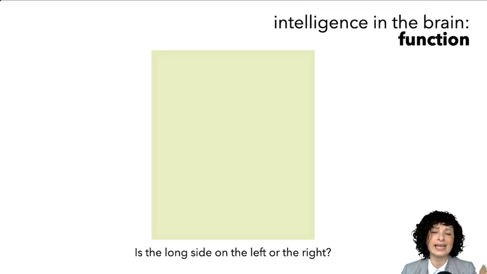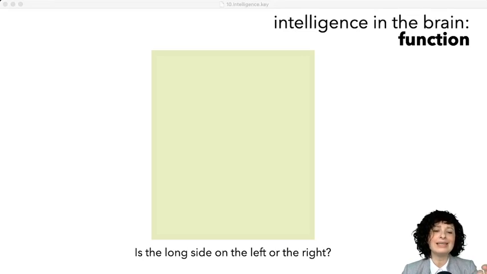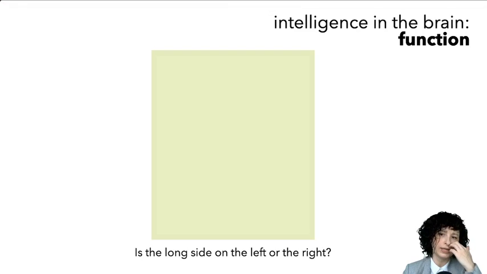Here's another test that looks at function. You can actually measure speed of perception to get an estimate of the speed of neural processing. That is, it gives you a general idea of how fast a person's brain works, essentially. So in this task, what you need to do is decide if the longer side is on the left or the right. So we'll look at 2 trials and then I'll break it down for you. Left or right? Another one?